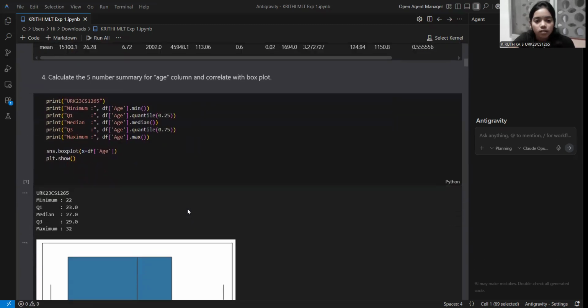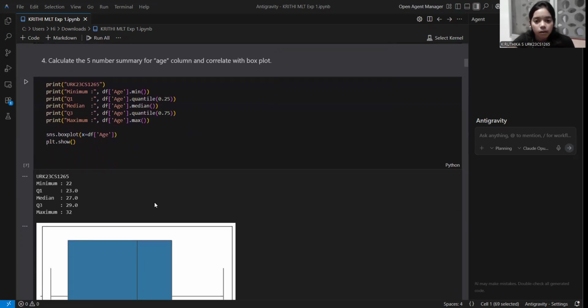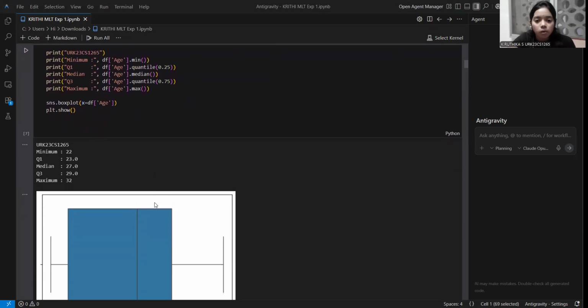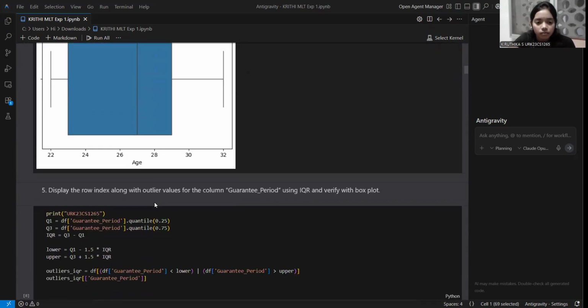The fourth task is the five number summary of age. The five number summary includes the minimum, first quartile Q1, median, third quartile Q3, and then the maximum. This describes the distribution of the age feature. A box plot is also plotted to visualize this distribution.